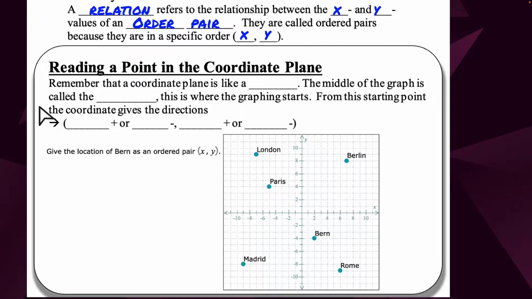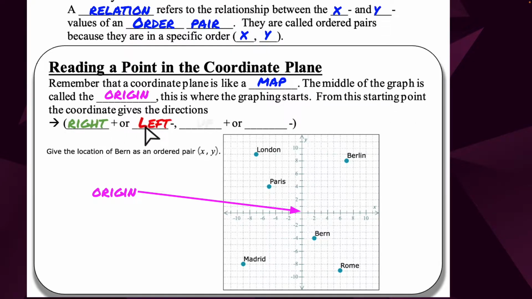So when we're reading a point in a coordinate plane, just like I said, it's like a map. The middle of the graph is called the origin. So that part that I said we start at, that 0, 0 point, is the origin. This is where the graphing starts. From this point, the coordinate gives the directions. So right is positive or left is negative, up is positive or down is negative.